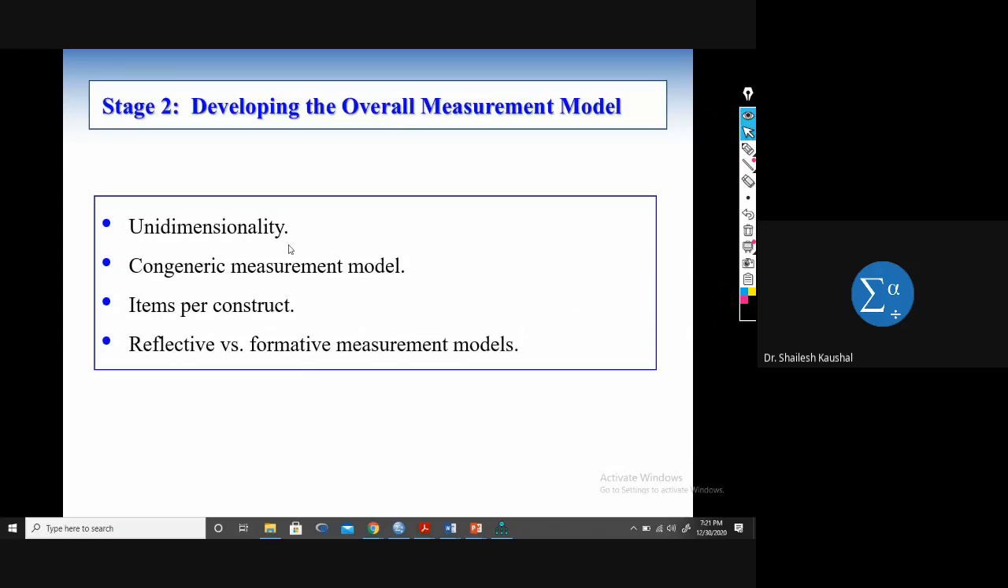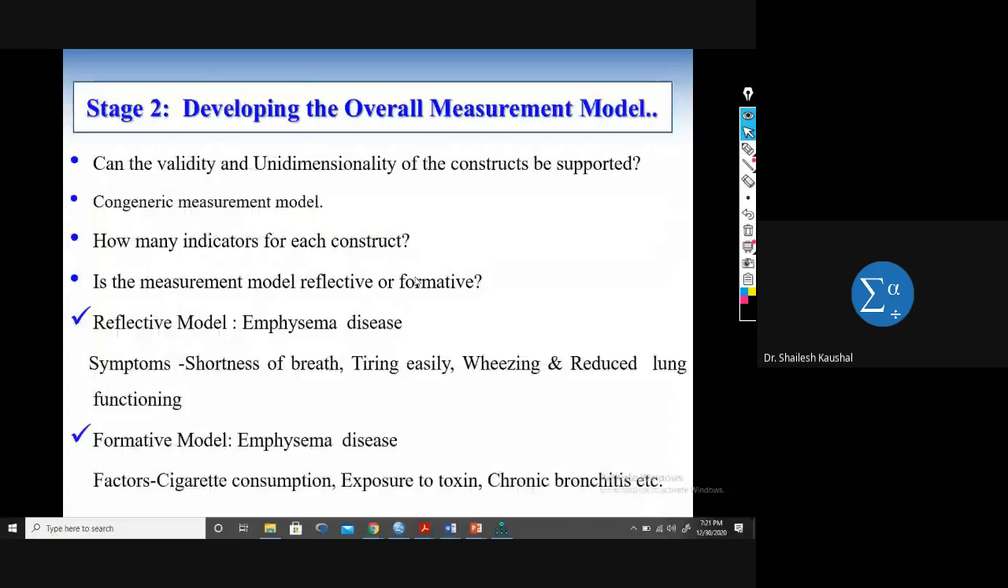So unidimensionality, congeneric measurement model, items per construct, and the issue of reflective or formative: there are four issues in developing the overall measurement model. What does it mean, the unidimensionality and congeneric? So the unidimensionality concept: can the validity and unidimensionality of the construct be supported? What does it mean? There are four terms: unidimensionality, congeneric, items per construct. These are the four things.